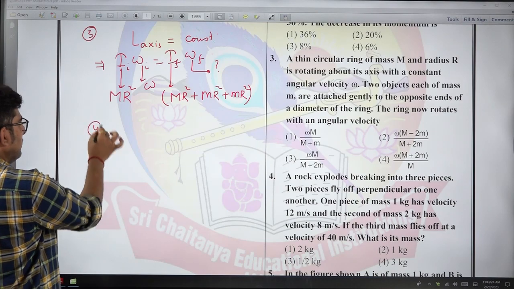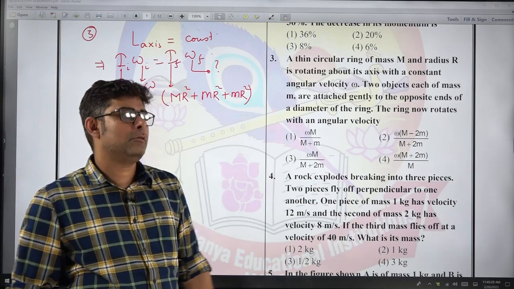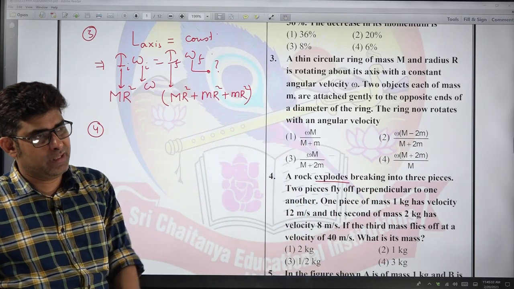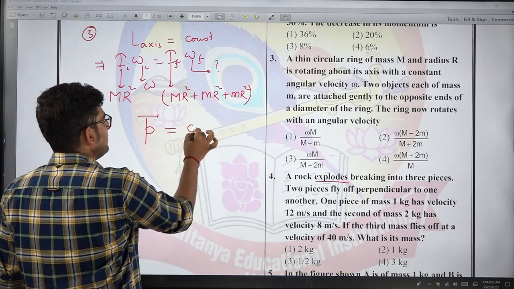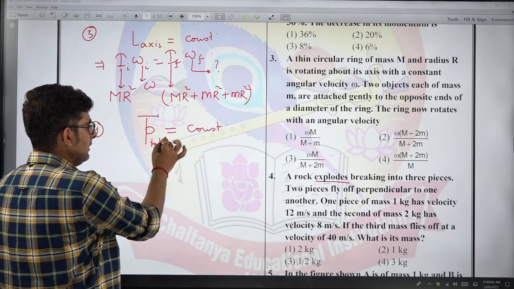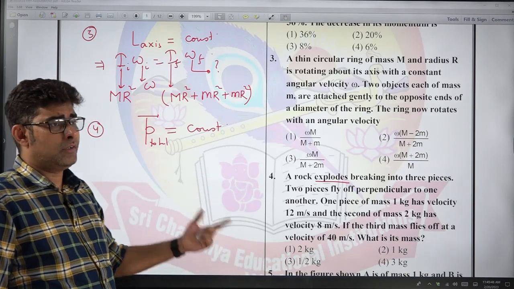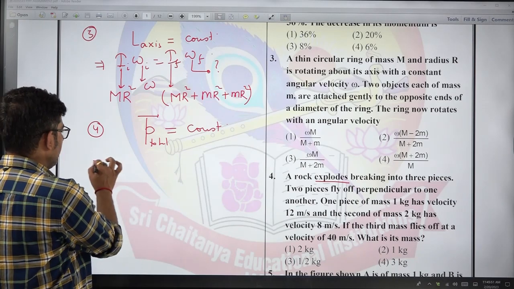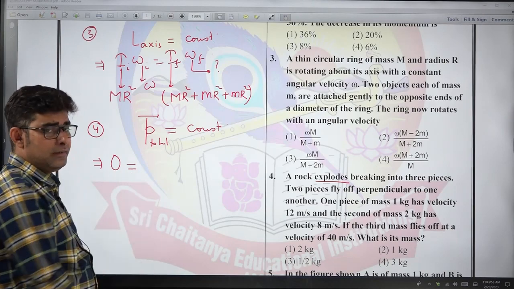Let's see the fourth question also quickly. A rock explodes. As soon as you see explodes, collides, keep it in your mind that momentum is to be conserved. So the word explosion and anything similar simply suggests that the total momentum of the system will remain constant. Now the rock obviously before exploding was not dancing or crying, it was at its own place stationary. So what was the momentum? 0.